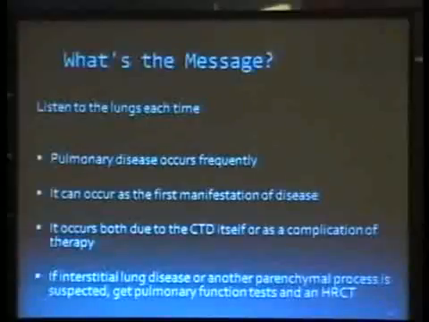So what's the message? We have to have a message at the end of each talk. My message to you is: listen to the lung each time. Pulmonary disease occurs frequently. It can occur as the first manifestation of disease. It occurs both due to the connective tissue disease itself or as a complication of therapy. And if interstitial lung disease or another parenchymal process is suspected, get pulmonary function tests and an HRCT, since they are the most sensitive tests that you can order.